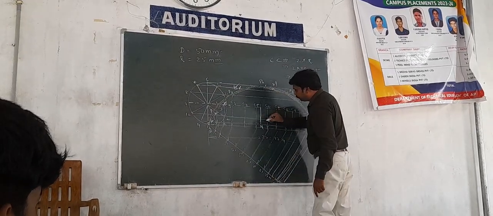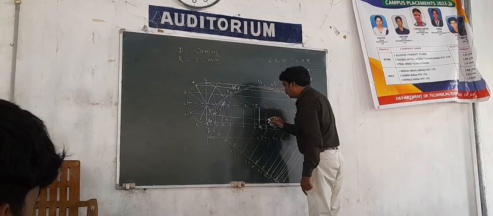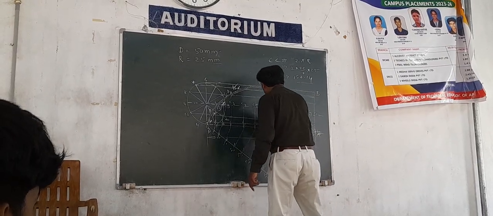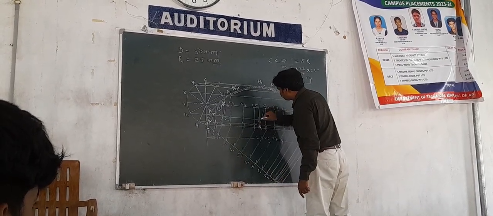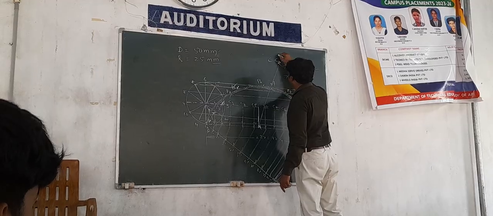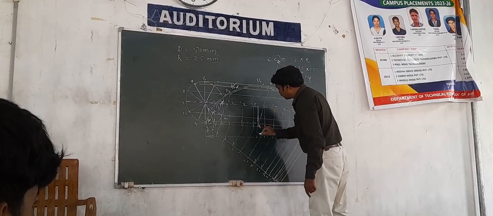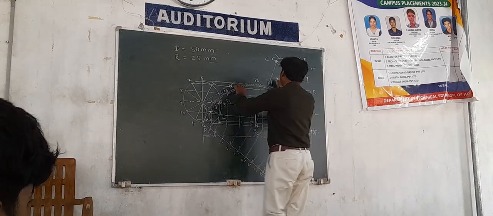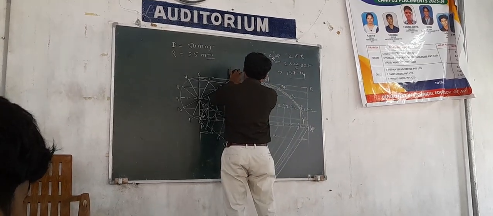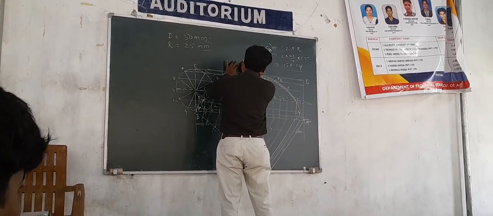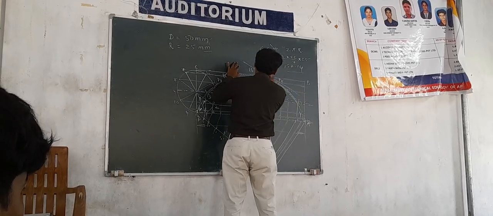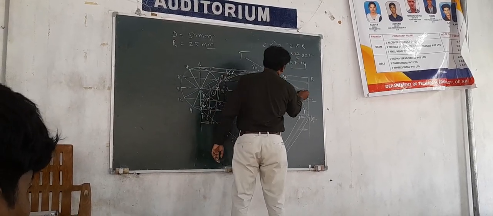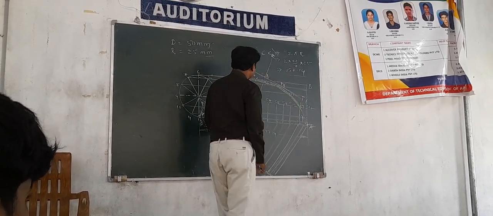Join the N and M. This is the N dash. Okay, N and N dash is the normal. Normal. Now draw the perpendicular line to the normal. This will be the tangent T dash.